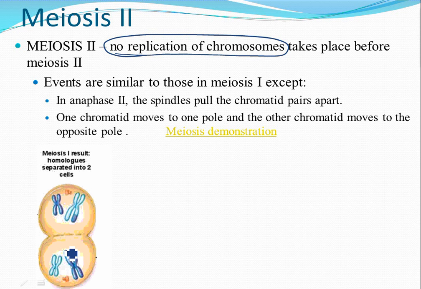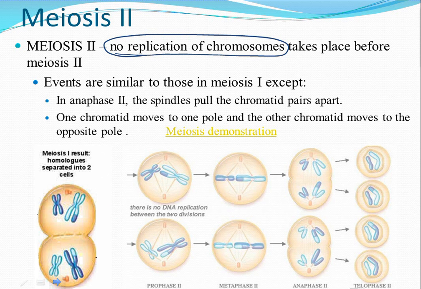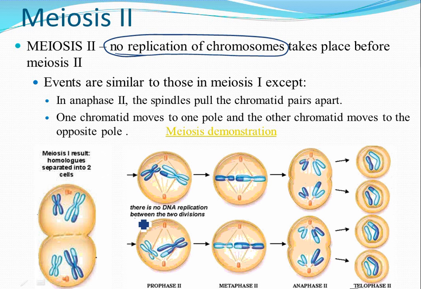So if you have this after meiosis 1, you get your 2 cells of homologous chromosomes, and there is no DNA replication. So now you have one set in this cell, one set in this cell. They're lining up in prophase, as the spindle fibers start to attach and they start to arrange themselves. In metaphase, they're lining up in the middle. In anaphase, those sister chromatids are being pulled apart, and now you have a result of 4 cells.